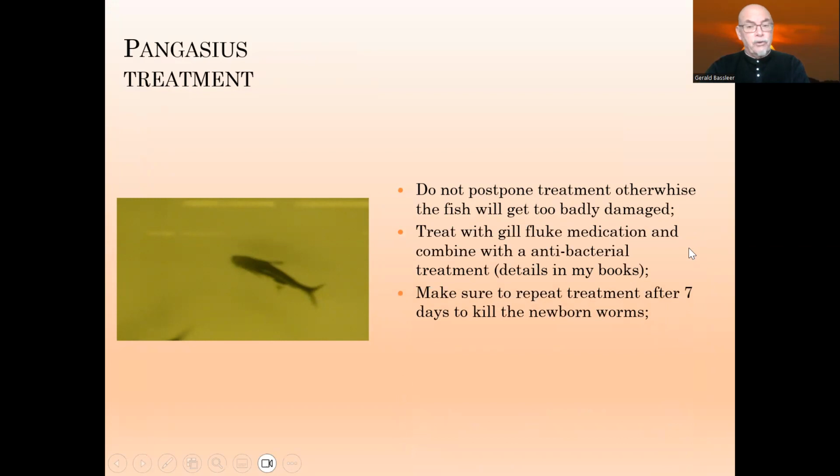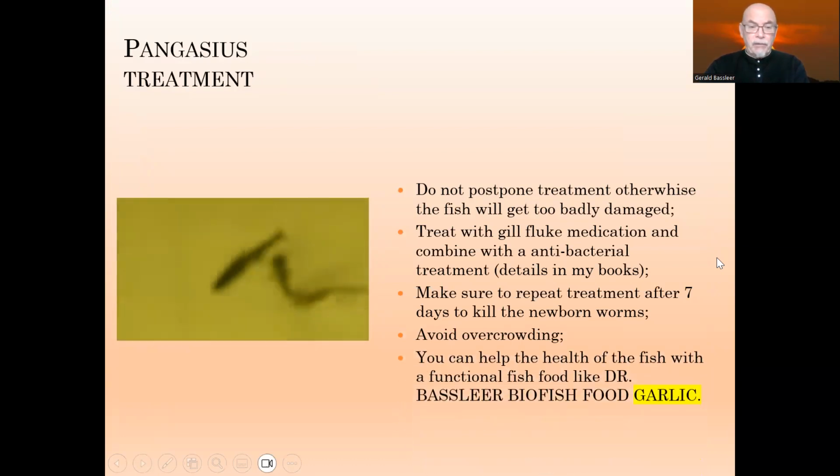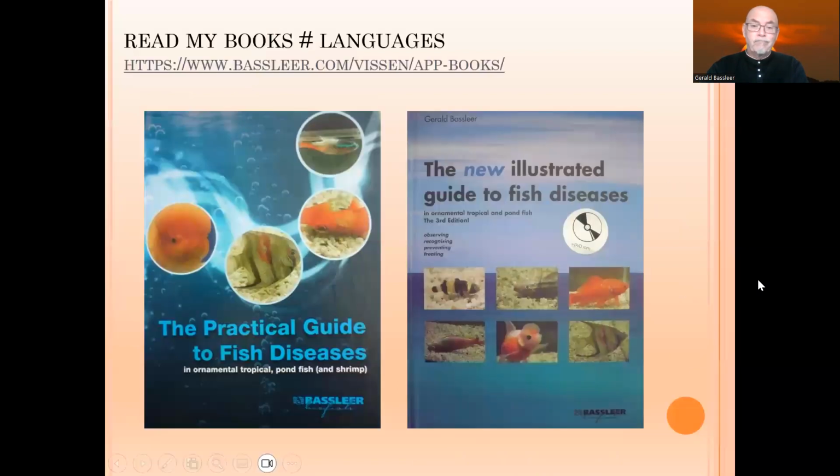Make sure to repeat the treatment after 7 days to kill the newborn worms, because the gill flukes lay eggs, and after about 5 to 8 days, or 7 days you can say, the larvae pop out and reinfect other fish in the aquarium. Avoid overcrowding, because that gives more risk of more disease. And you can help the health of the fish with a functional fish food like Dr. Bassleer advises, food garlic, as long as the fish are still eating.